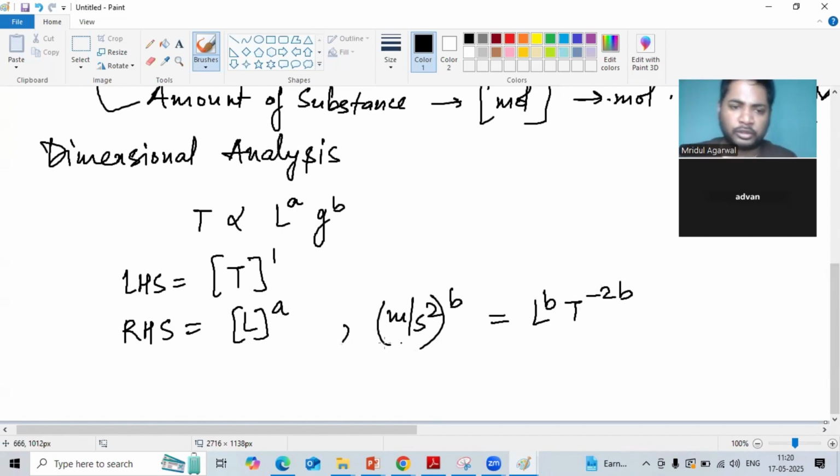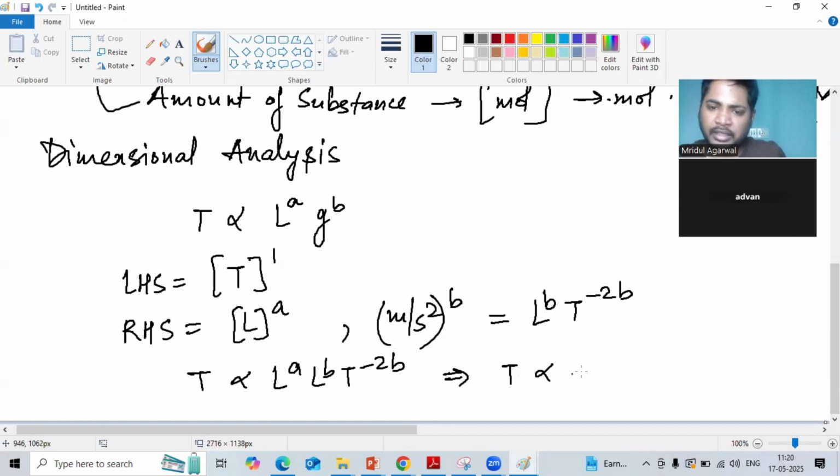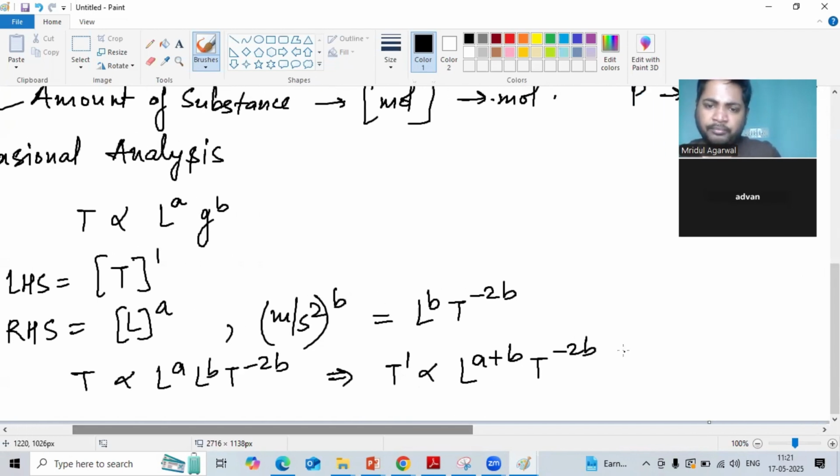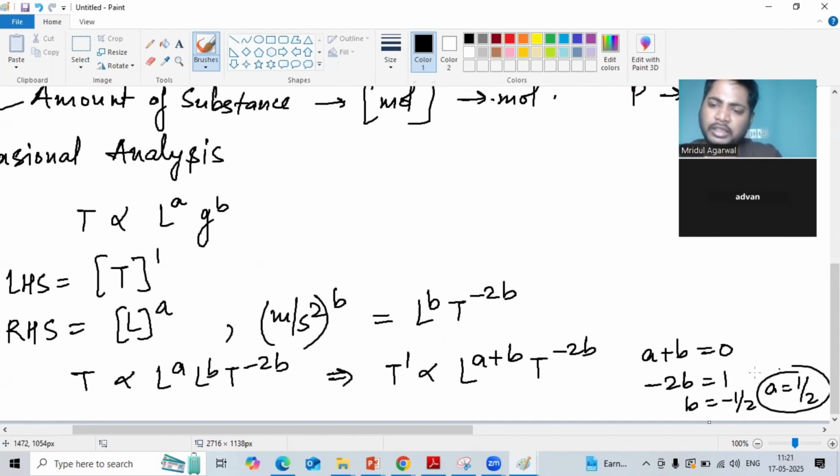So if you add both of them, because time is directly proportional to length to the power A into G to the power B, that is length to the power B into T to the power minus 2B. What I will get is time period is directly proportional to length to the power A plus B and time to the power minus 2B. Getting this? And this is 1. So now we'll compare both of them. I will get A plus B is equal to 0 and minus 2B is equal to 1. So I will get B is equal to minus 1 by 2 and A is equal to 1 over 2. Correct? So I can now write time period is equal to 2 pi under root L by G.